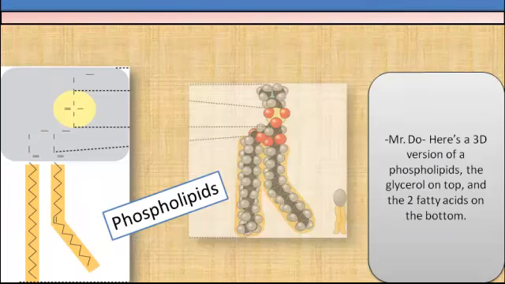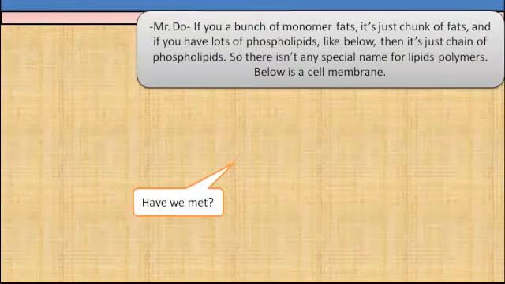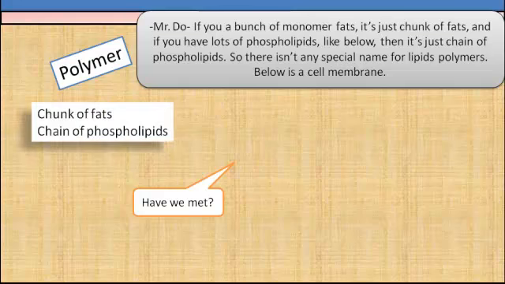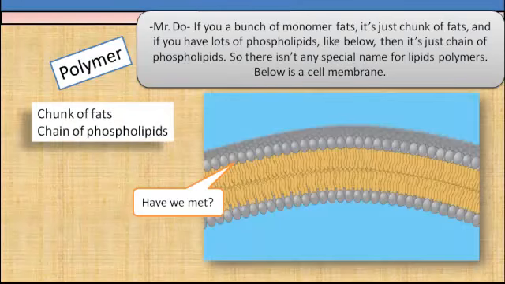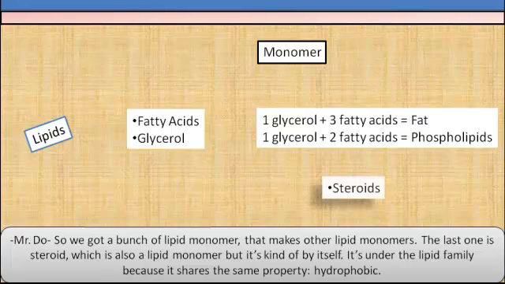Here's a 3D version of the phospholipid, with the glycerol on top and the two fatty acids on the bottom. If you have a bunch of monomers, fat is just a chunk of fats. And if you have lots of phospholipids like below, then it's just a chain of phospholipids. So there isn't any special name for a lipid's polymer. Below is the cell membrane. So we got a bunch of lipid monomers that make other lipid monomers.